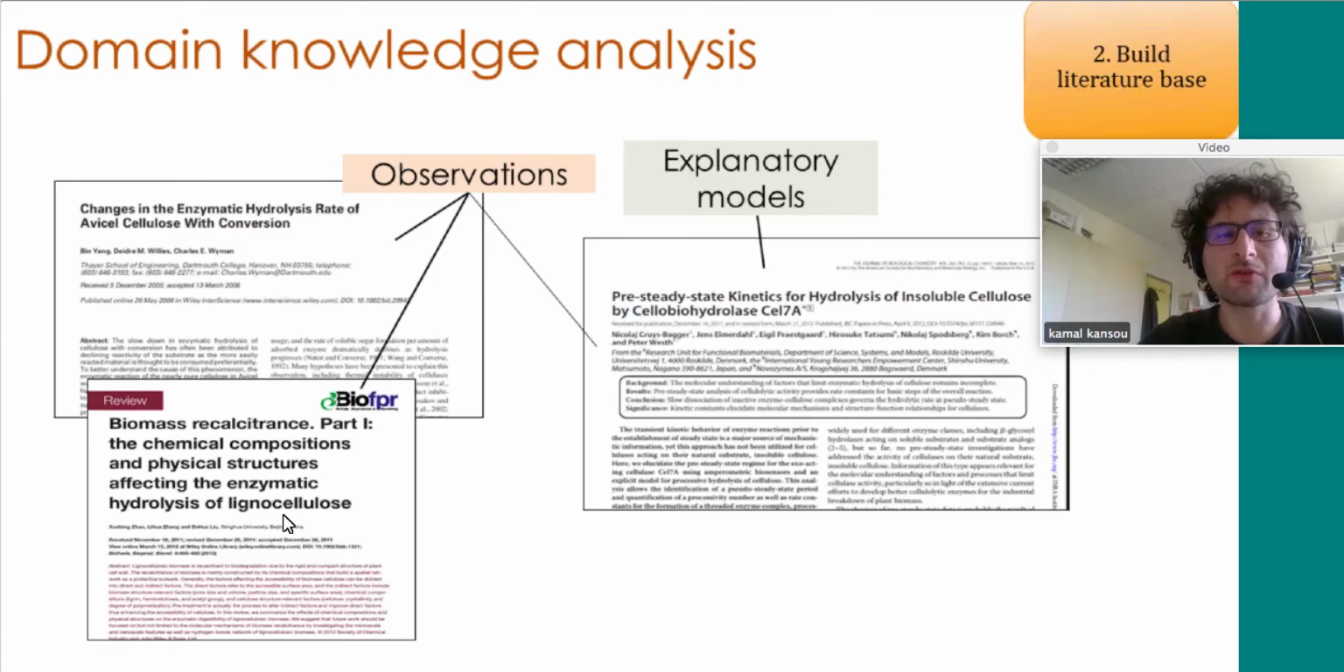So the second step is to build a literature base. Here we have observations and explanatory models, and we want to have a list of papers about that. For this work, for example, we used about 70 publications, but it could be more or less, depending on the topic and on the precision of the models. For example, if you have a lot of mathematical models in the domain, you need fewer papers.